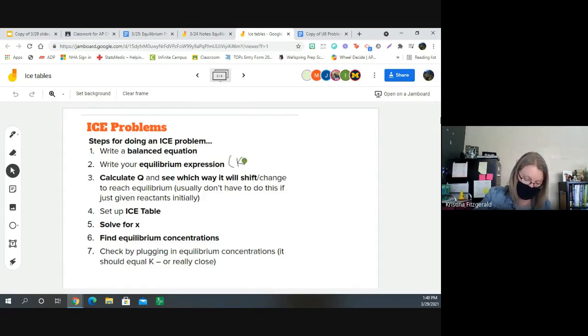You're going to write K. You're going to want to write your equilibrium expression. And then we have to calculate what moment in time we're at, because it's not always going to be at equilibrium. We have to figure out where we are. So we'll have to do some calculating with Q to figure out where things are at. And then we'll have to talk about which way we think things will shift based on what Q is. You don't always have to do this. It's only in certain problems, depending on what's given to us.